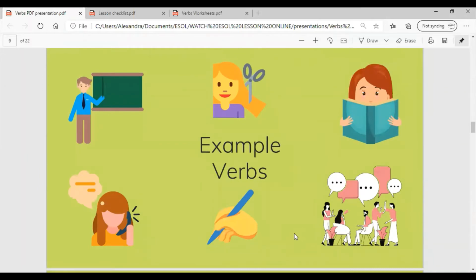So here are a few example verbs. I want to see if you can spot the pattern between all these different verbs and what they have in common.